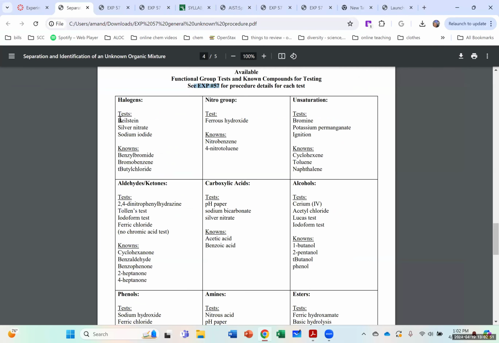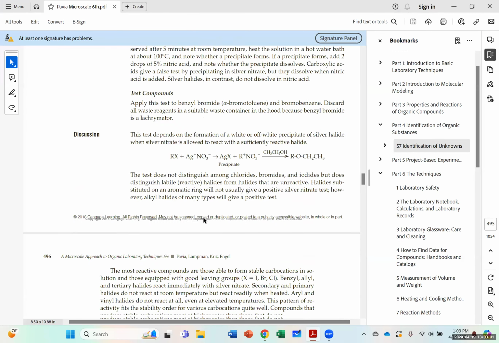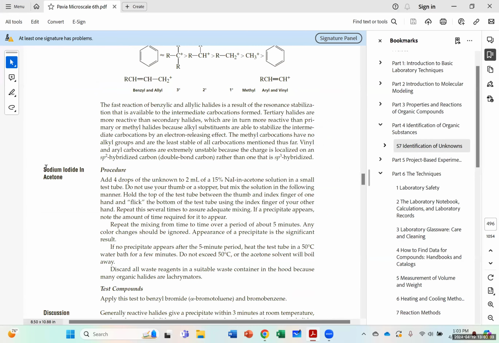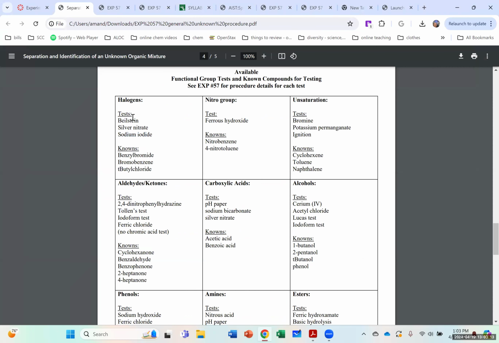And if we look over here, it has the Beilstein listed. It also has silver nitrate listed. It also has sodium iodide. So in that section, the next test, silver nitrate. The next test after that, sodium iodide. So you have the option of doing any of those three tests, or you could do more than one of them. Now, in addition to that, underneath each list of tests, there's a list of known compounds.